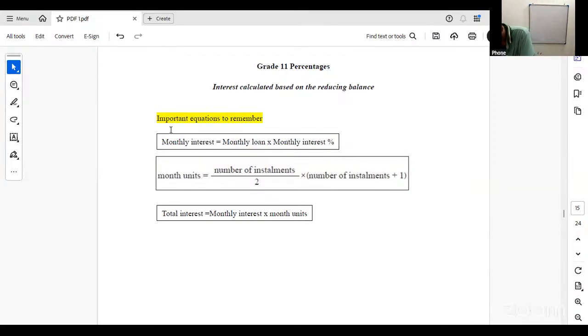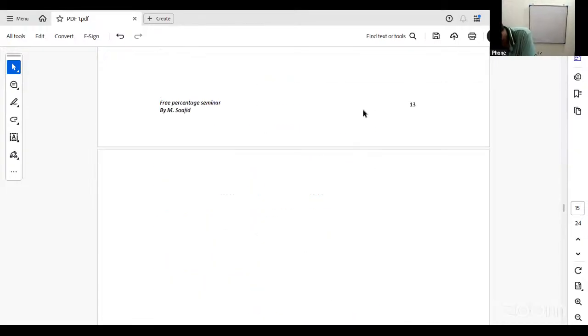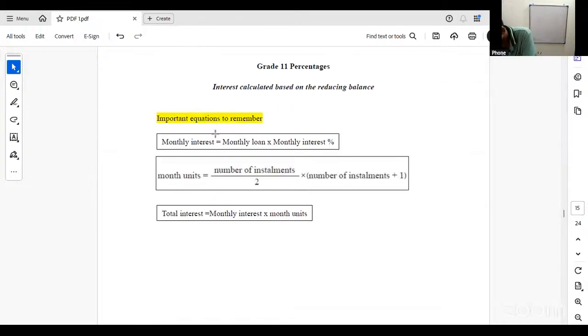Right. Page number 14. So there are some important equations to remember. You have to remember these equations. And if you don't know these equations, you can't do these sums. That's it.